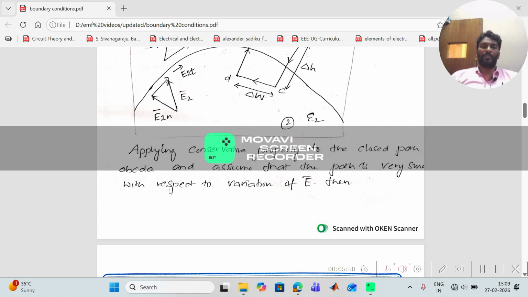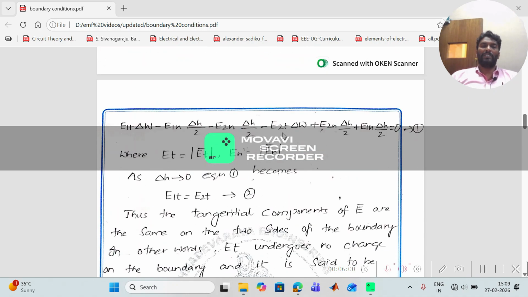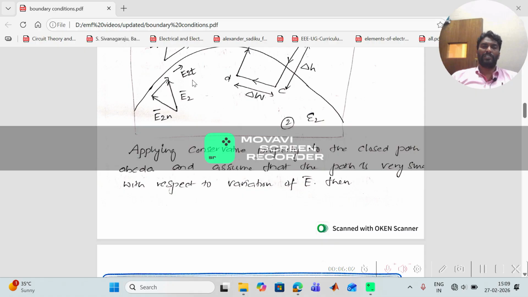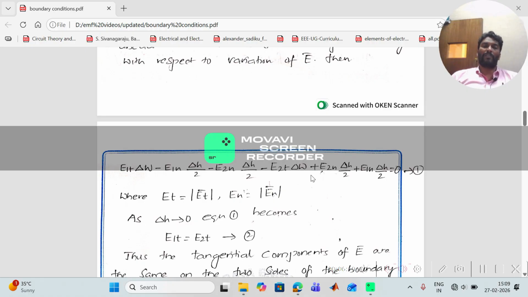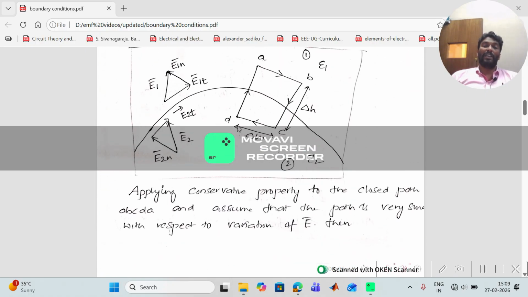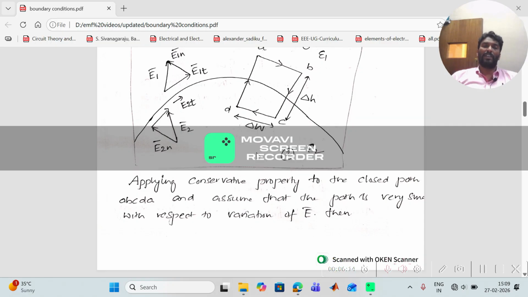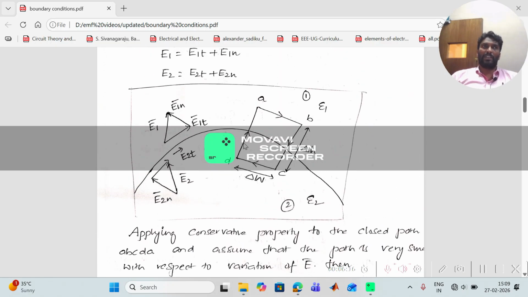If you see from C to D, it is traveling in the opposite direction to the tangential component of the second medium, E to T. So it is again minus E to T, and the distance it is traveling is delta W. Once it has traveled from C to D, again it has to travel from D to A. As I said, it has to travel half of the distance in the second region and half of the distance in the first region. So the total distance is again divided into two equal halves, that is del H by 2 and del H by 2.